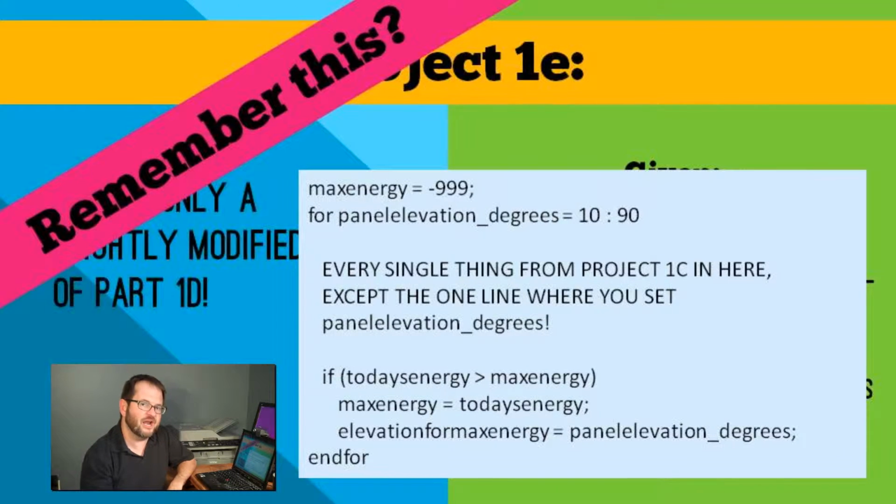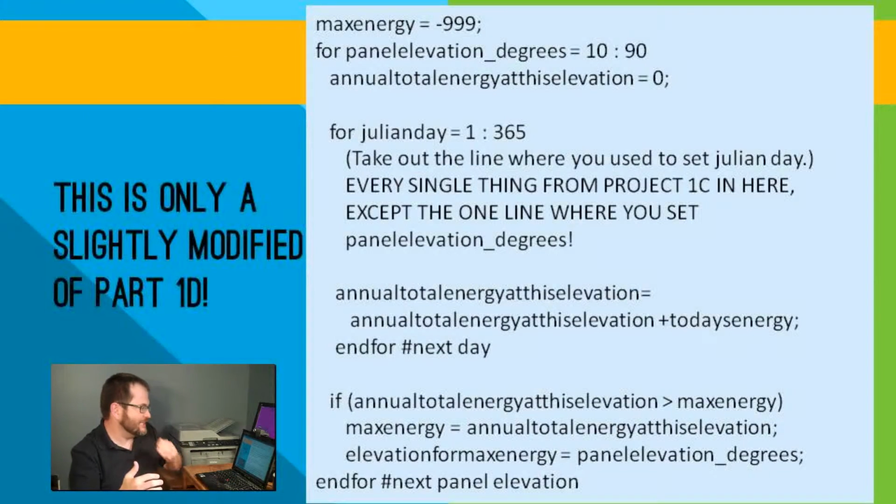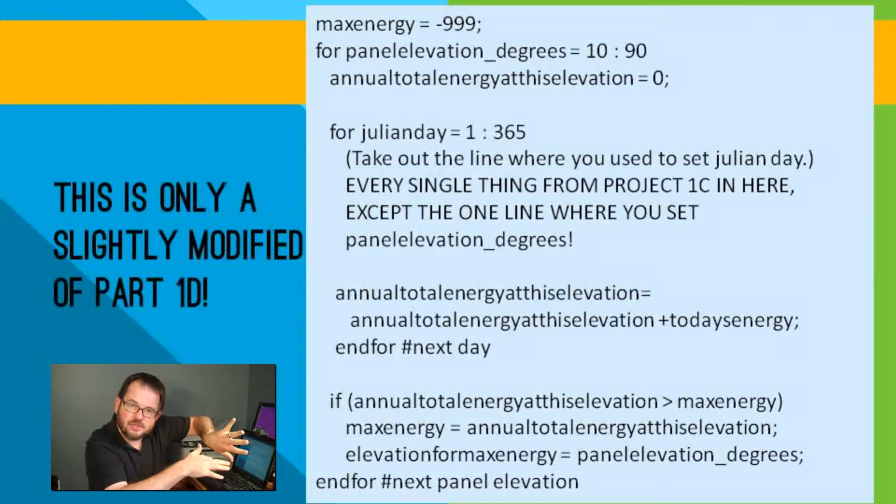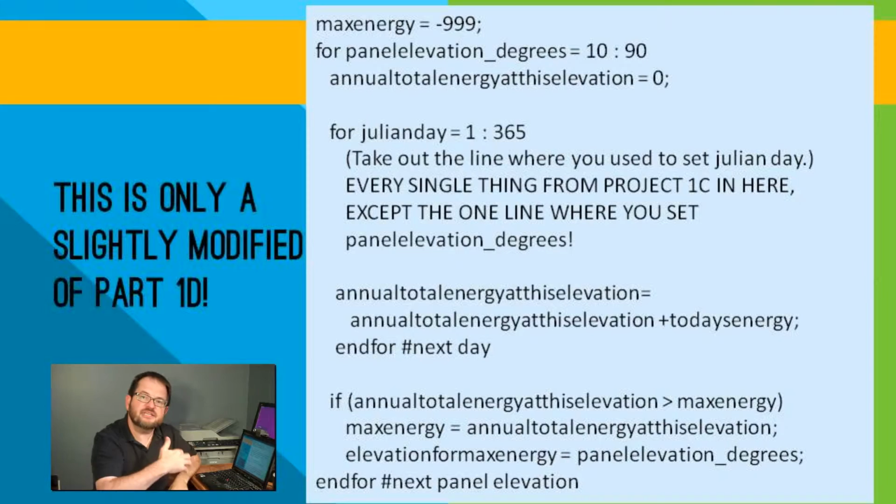Now, I'm just throwing up here the basic wiring diagram of your Project 1D, where we were computing the angle that made the maximum power on this day. Now we're going to expand that idea and try all the days of the year. For every one of the 365 days, I'm going to compute the total amount of energy per square meter that the panel can produce, and add that up from day 1 to day 365. That's the annual total energy at this elevation.